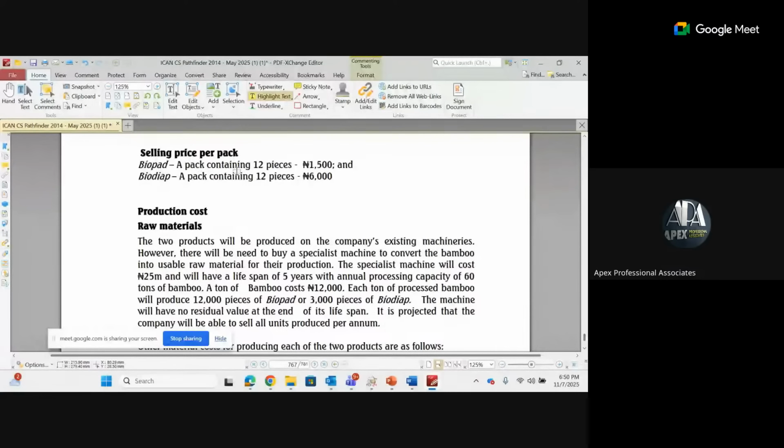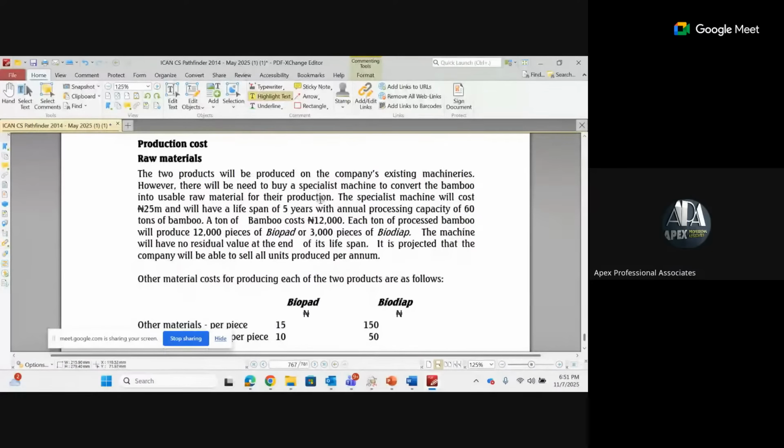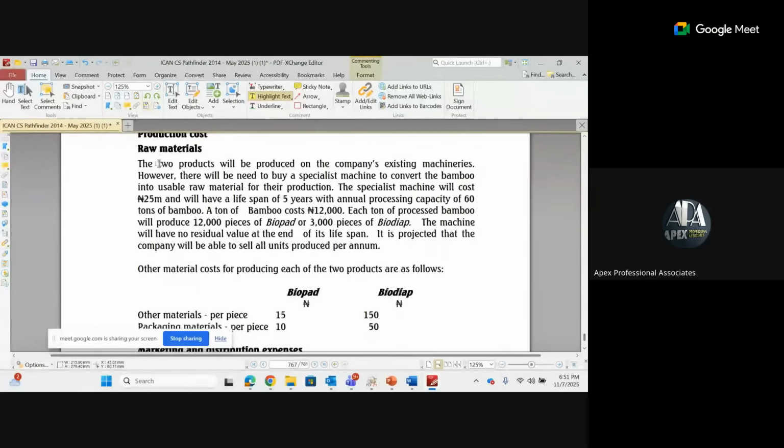Biopad, a pack containing 12 pieces, 1,500. A pack for Biodap, a pack containing 12 pieces will cost 6,000. Production cost to produce raw materials. The two products to be produced on the company's existing machineries. However, there will be need to buy a specialist machine to convert the bamboo into usable raw materials for their production. The specialist machine will cost 25 million and will have a lifespan of 5 years. Annual processing capacity of 60 tons of bamboo.